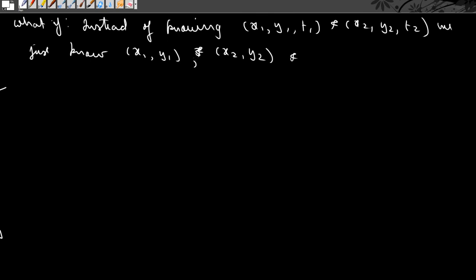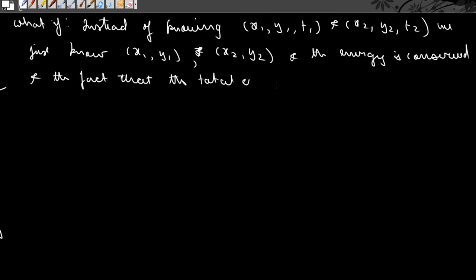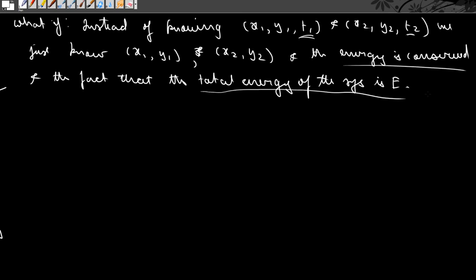Remember, we don't know the time. Plus, we know that the energy of this system is conserved, and the fact that the energy has a value equal to E. So instead of knowing this T1 and T2, now we know that the energy is conserved and the value of the total energy of the system.